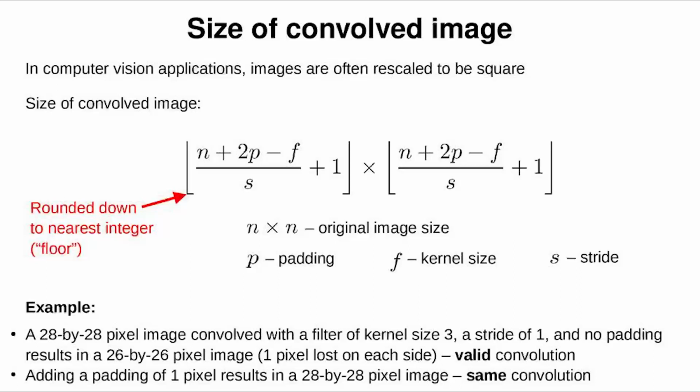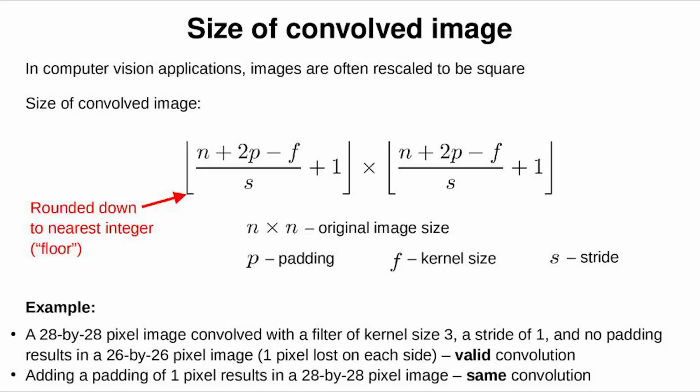For example, if we start with a 28 by 28 pixel image, such as the ones in the MNIST dataset, and perform convolutions with a filter of kernel size 3, a stride of 1, and no padding, we will get a 26 by 26 pixel image. N is 28, P is 0, F is 3, and S is 1. Thus, we have lost 1 pixel on each side of the image. Since we have not used any padding, in the terminology that we introduced in the previous slide, this is a valid convolution.